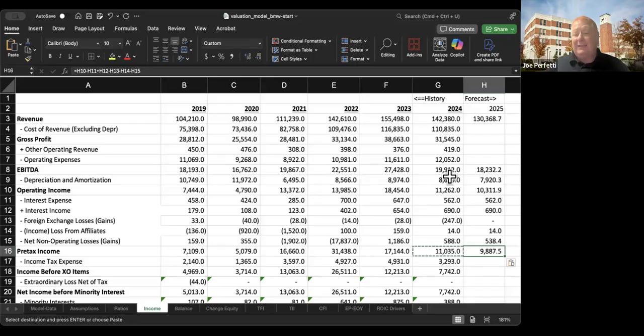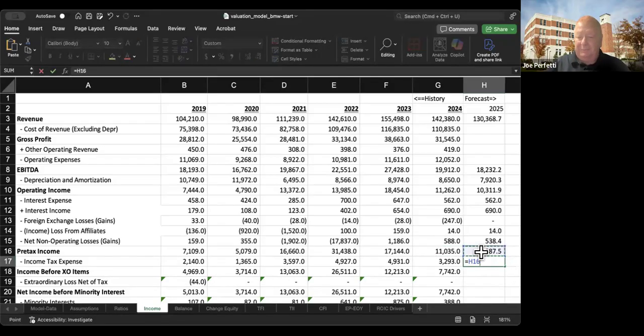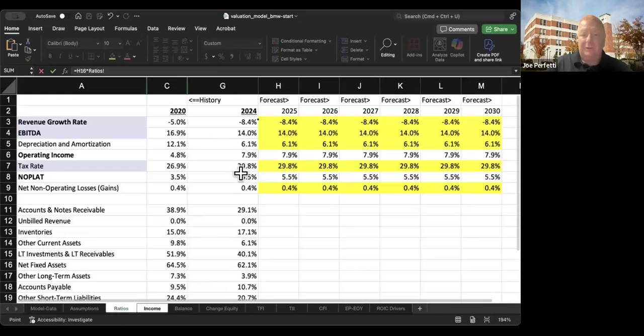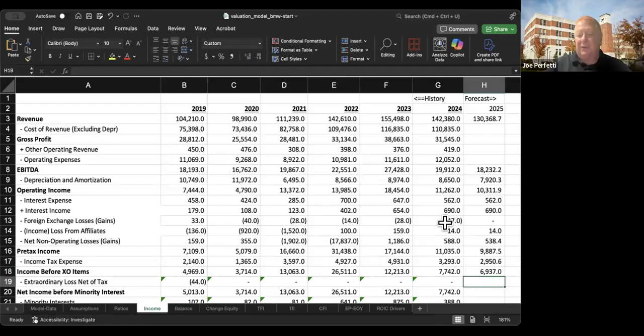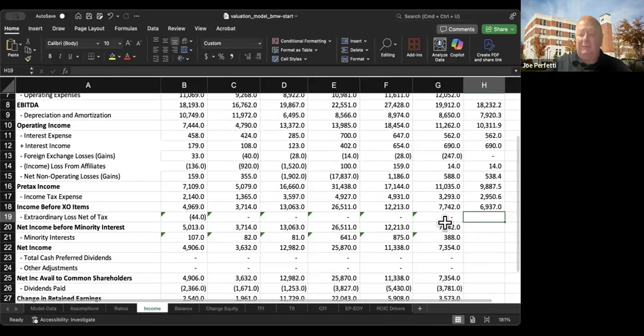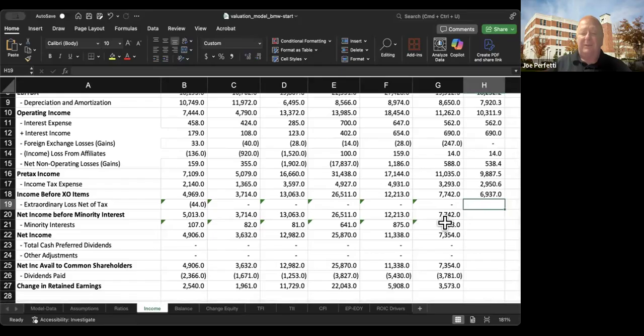Okay. Now you're going to pay taxes on that. So for the income tax expense, we're going to take the pre-tax income, H16, and multiply that by the 2025 tax rate, ratios H7. So they would pay 2,950.6 in taxes, leaving them, equals pre-tax minus the taxes, income before extraordinary items of 6,937,000,000 euros. So very quickly, we forecasted the vast majority of the income statement.